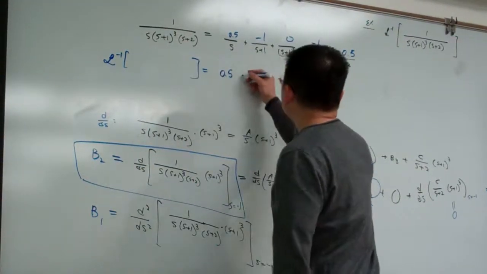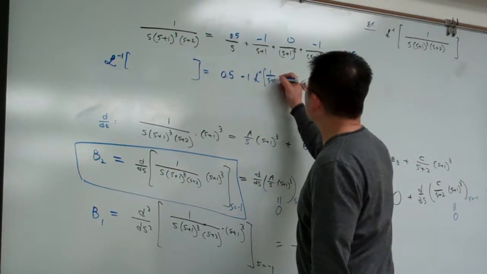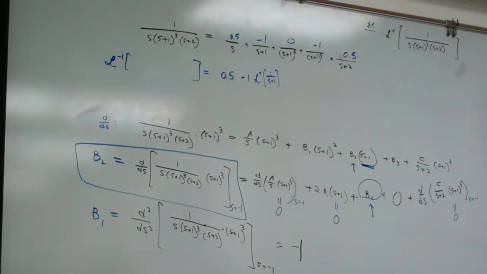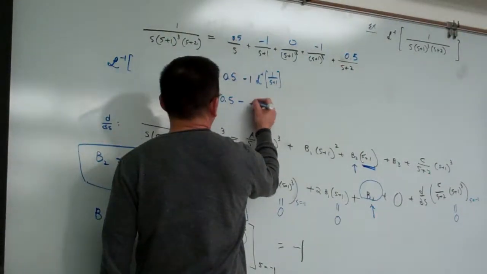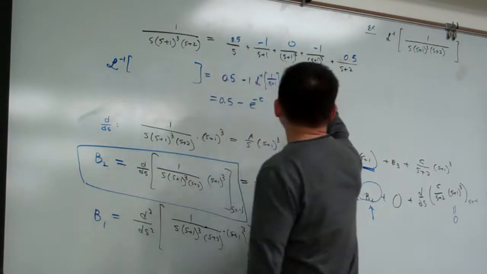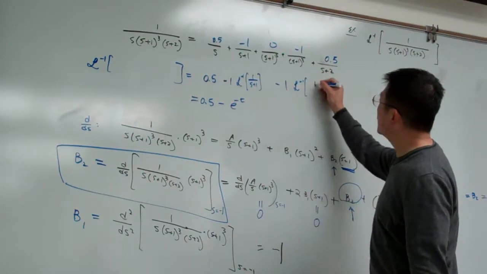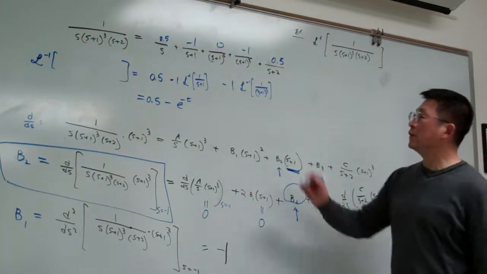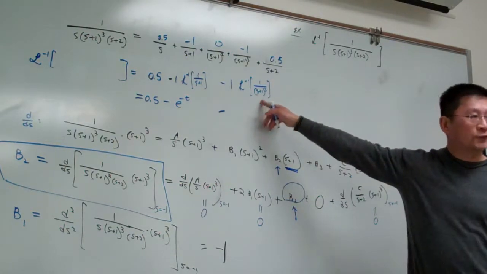For this one, that's equal to minus 1 times the Laplace inverse of 1 over s plus 1. So that term correspondingly is this one, so you introduce a equal to minus 1 here. So basically this one equals 0.5 minus e to the minus t. Okay, and then this term is equal to 0, and this term is minus 1 times the Laplace inverse of 1 over s plus 1 cubed. Okay, so they should be equal to minus something. So right now we handle this one here. And how to do this?